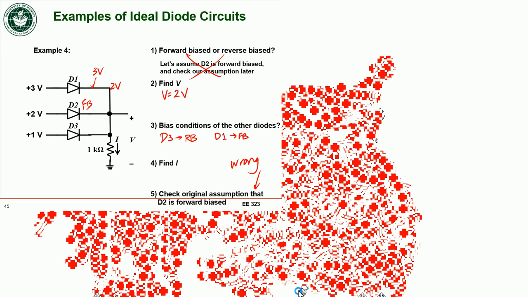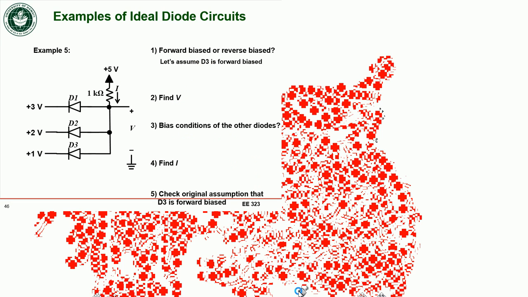Okay, let's look at one more example. Again, we have 3 diodes in parallel, but now the resistor connected to them is connected a little bit differently. Again, we're going to start with making our assumptions, and we'll start with the assumption that diode D3 is in forward bias. Why am I making that assumption?